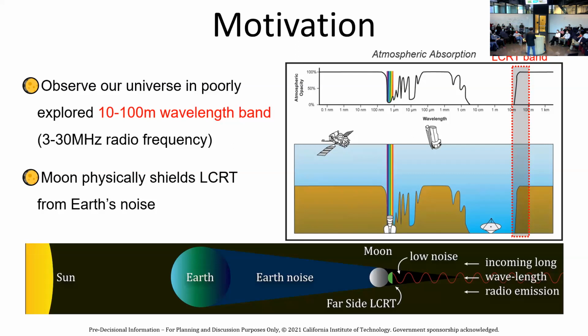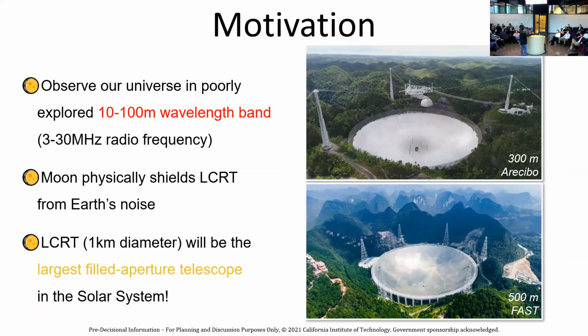So that's why we are putting a telescope there. But clearly, these ideas of large telescopes of this size have been around. This is the recently dead Arecibo telescope on the top over there. And now the biggest telescope on Earth is FAST, a 500-meter telescope made by China. But if LCRT is built, it would be a 1-kilometer telescope, the largest field aperture telescope in the solar system. I like to call it that way.